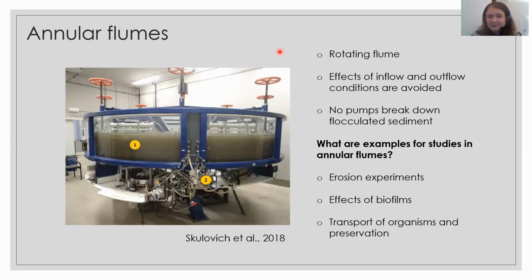There's a special flume called annular flume. Usually they're circular, and usually they can also rotate. And one of the advantages that annular flumes have is they don't have the effect of inflow and outflow conditions. So if you want to study something for a longer time, let's say the erosion of a specific substrate, you would use an annular flume, because you can always rotate the tank and have these experiments run for hours and hours on a go, and you would have no effect of recirculating your flow.